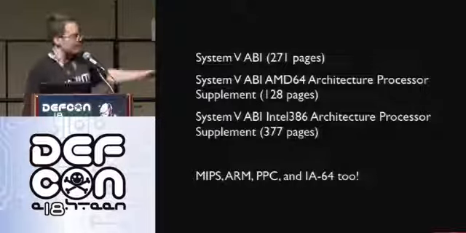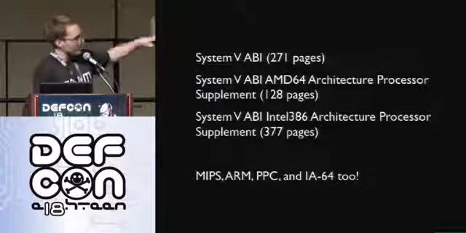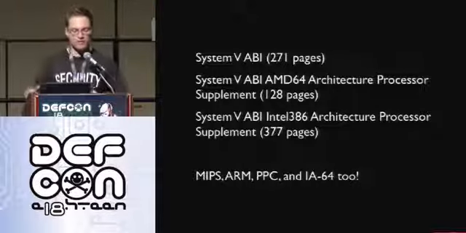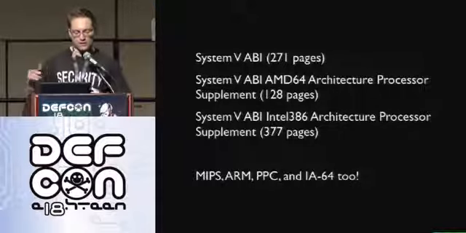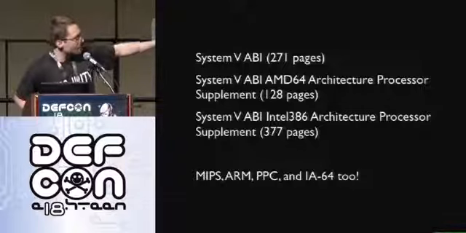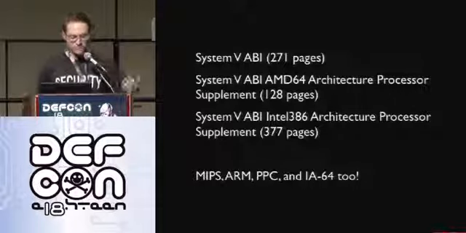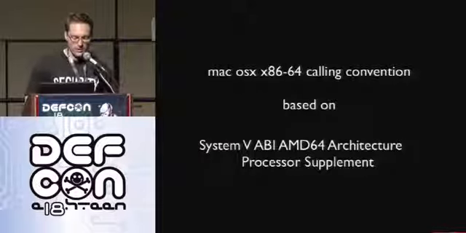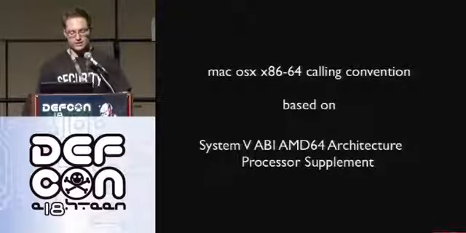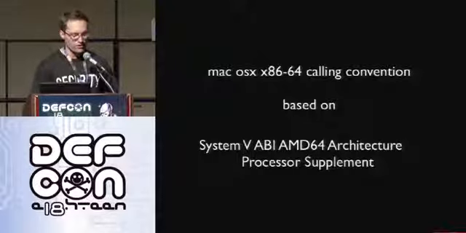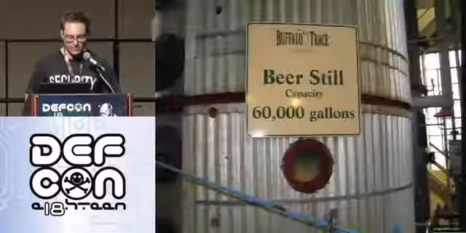And the great thing about that is that the AMD64 ABI has a page in it where it says, hey, everything in here is true, but you also need to read everything in the i386 ABI. So if you actually want to understand what's going on, you need to read like 700 pages. And there's also ABIs for MIPS, ARM, PPC, and Itanium as well. But lucky for us, the x86-64 calling convention on OSX is based on the System 5 AMD64 ABI. So there's some overlap, so we actually get saved a little bit.